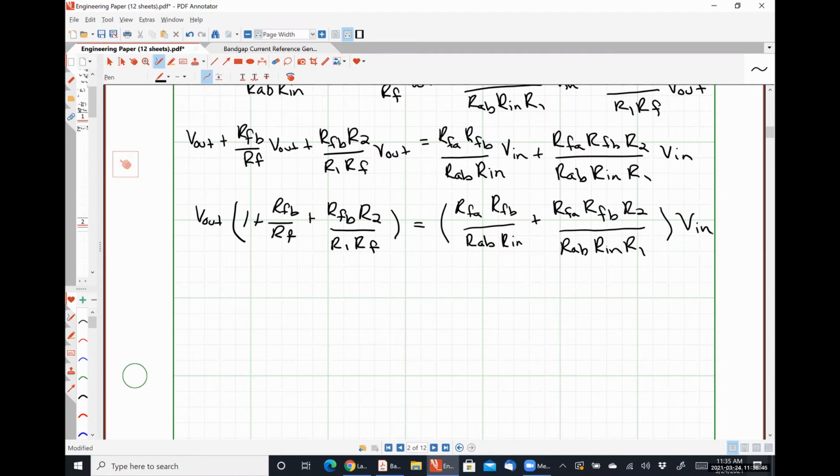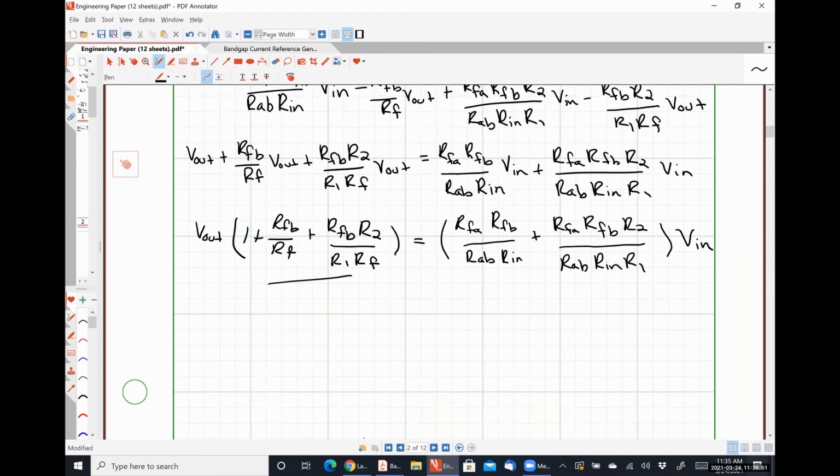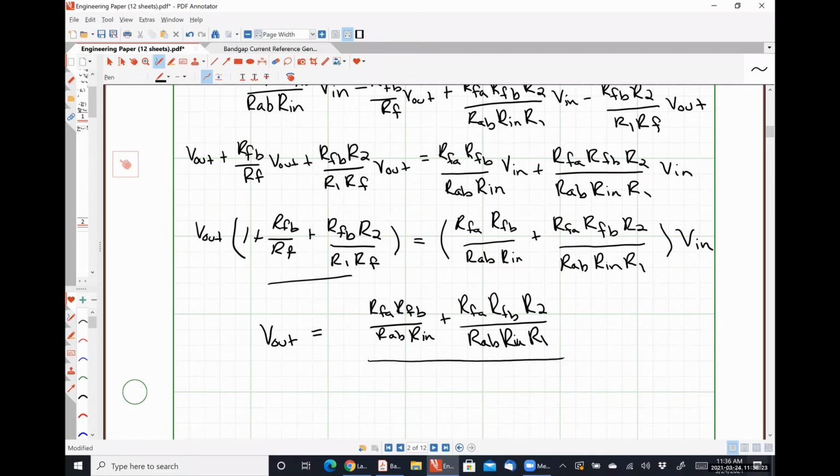All right, so now we're going to divide by this term on both sides to get rid of it. So we just have V out on the left. And so we end up with V out equals, and then RFA RFB over RAB RN plus RFA RFB R2 over RAB RN R1, all over 1 plus.